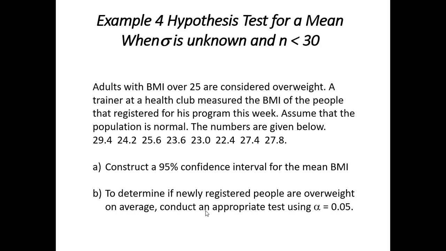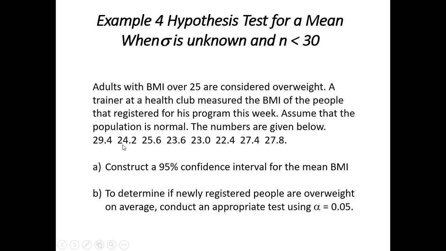Okay, and with our last example for this video, we'll take a look at a hypothesis test for the mean when sigma is unknown and our sample size is small. So suppose we go to a BMI application, body mass index. Adults with BMI over 25 are considered overweight. A trainer at a health club measured the BMI of people that registered for his program in a certain week. The population is normal, and let's say the numbers are given over here.